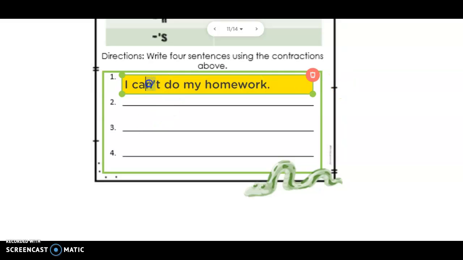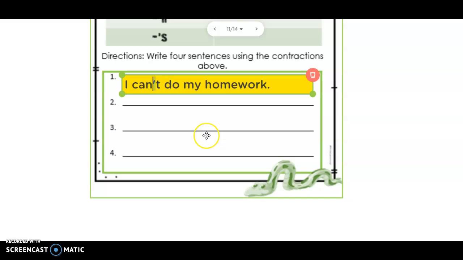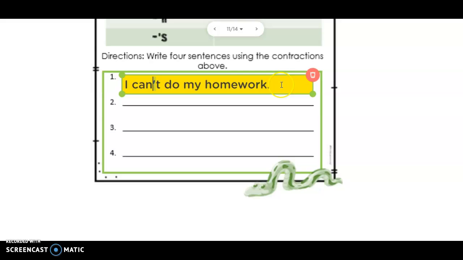When you are typing the apostrophe, it is right above the question mark on your keyboard. Make sure that you are writing an apostrophe and not a comma. Apostrophes go above, commas go below, so we want the apostrophe to hang up high. Once you're finished with these 4 sentences, then you are complete for your grammar today.